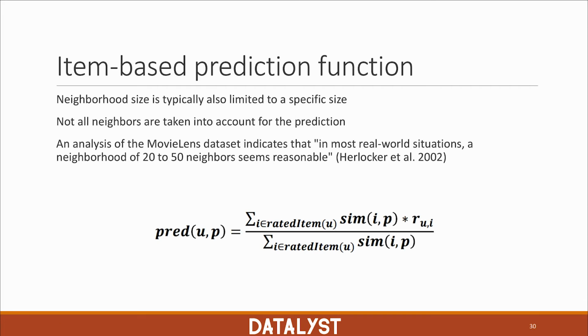So if a user has rated, let's say, 10 items similar to this item in the past, then we take each one of those items, we calculate the similarity between those items and our current item, and we get their rating. Then we multiply the similarity by the rating and sum them all up. In terms of the neighborhood, this really depends on the problem, but in most real-world situations, a neighborhood of between 20 to 50 neighbors seems reasonable.